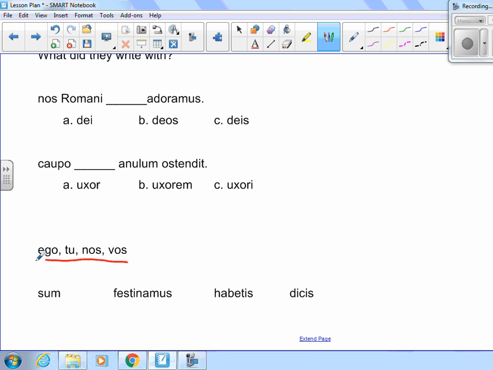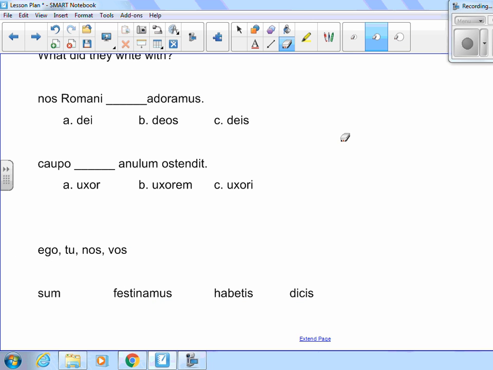Festinamus, same thing. I'm looking at my ending, that's mus. Don't forget our Marty Moose. Mus is we. Which one of these is we? Nos. So nos festinamus. Habetis, same thing. I'm looking for my ending. It is tis. That is you plural. Vos is the you plural, so I would use vos. Dicis, I'm looking for tu because it is second person singular, meaning you, and tu is you.